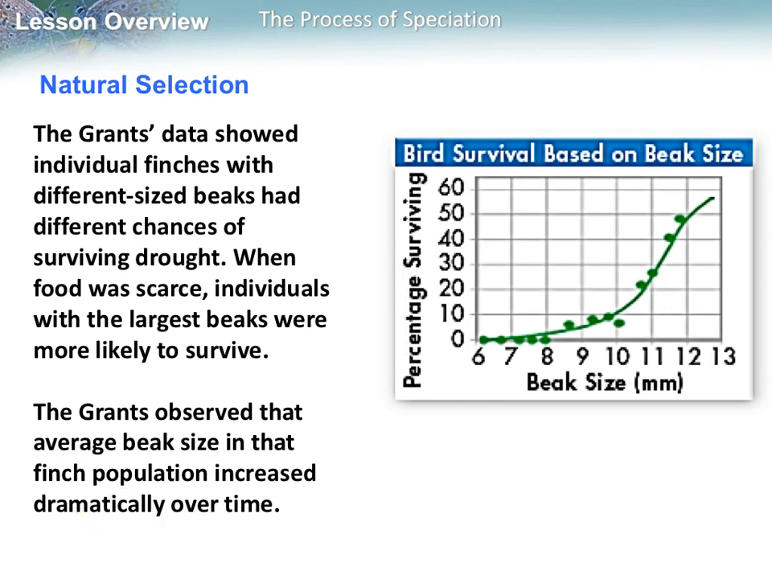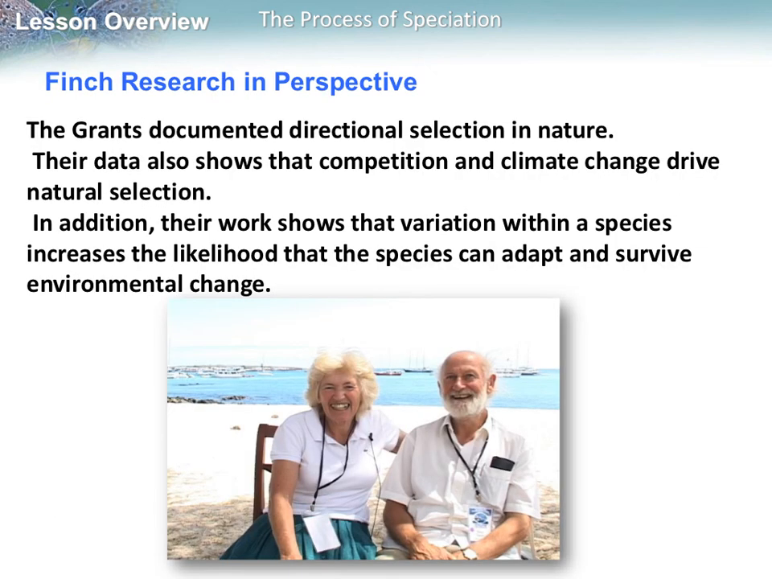Looking at percentage surviving, we have 0% surviving if you had a 6, 7, 8 millimeter long beak. But if you had a 12 or 13 millimeter long beak, you had a 50 or 60% chance of survival. This is a documentation of directional selection that we talked about in the last section. It shows that competition and climate change can drive natural selection. It shows that variation within a species increases the likelihood that the species can adapt and survive some sort of environmental change.